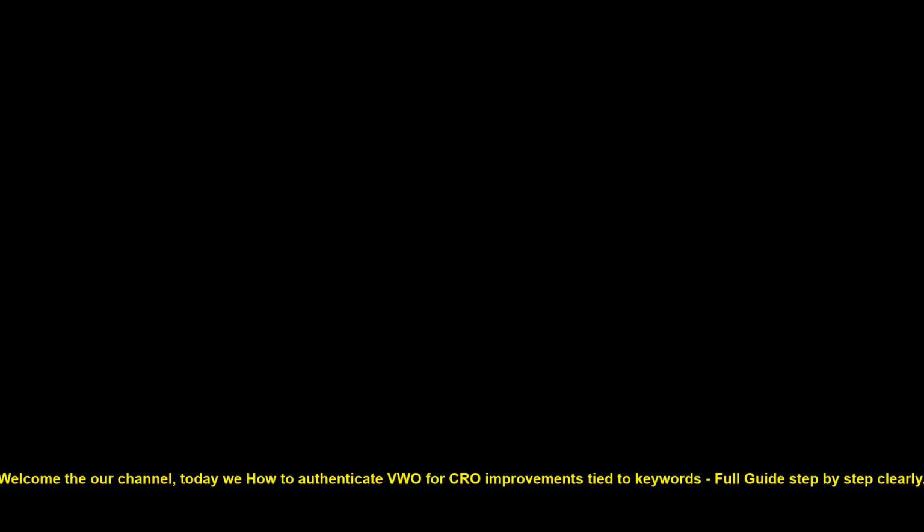To begin authenticating VWO for your CRO improvements tied to keywords, start by logging into your VWO account. Once logged in, navigate to the dashboard. Locate the settings option, typically found in the sidebar. Click on integrations from the settings menu. You will see a list of available integrations.